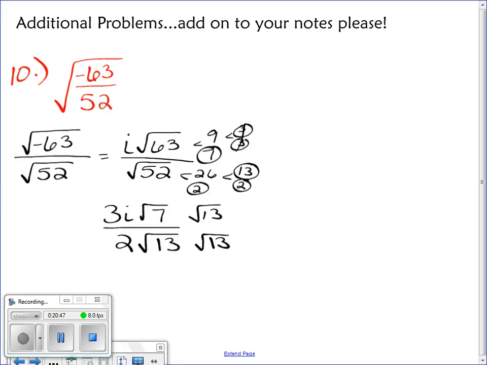All right, so on the top, we're going to have 3i radical 91. What do you get on the bottom? Good. Radical 13 times radical 13 is 13 times 2 is 26. Then I need to double check that nothing else simplifies. Can 3 and 26 both be divided by anything? The fact that there's an i there doesn't matter. But yeah, 3 doesn't go into 26, so there's nothing I can do there.